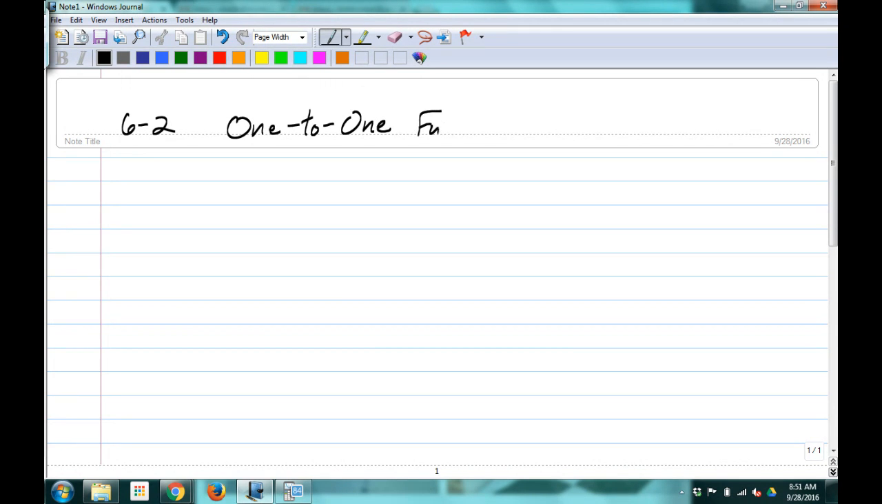One-to-one functions and their inverses. Okay, so one-to-one functions and their inverses. We're going to have to decide if functions are one-to-one, and if they are, then they have an inverse. If a function is not one-to-one, it doesn't have an inverse. You have to be one-to-one to have an inverse. So let's first define what a one-to-one function is.